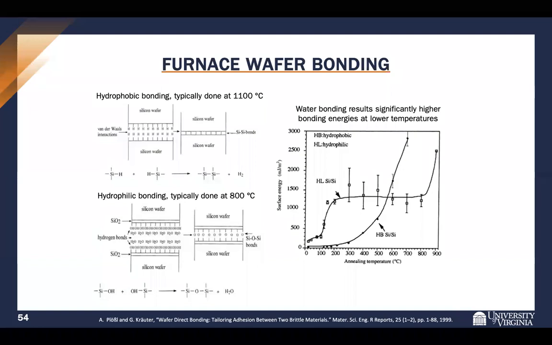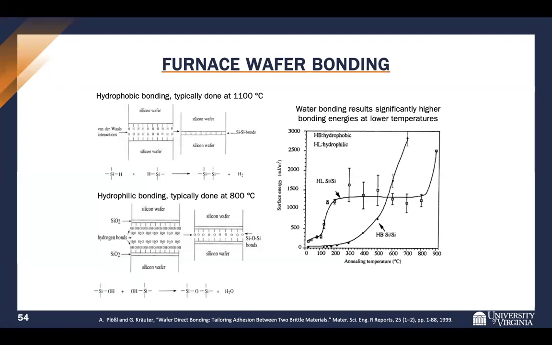So what is wafer bonding? For furnace wafer bonding, there are 2 typical ways you do it. There's hydrophobic bonding, in which 2 wafers are placed together without water, and the van der Waals interactions bring the wafers together. And then with heightened temperature, typically around 1100 degrees Celsius, silicon-silicon bonds are generated and the 2 wafers are bonded. This requires some pressure and high temperatures.